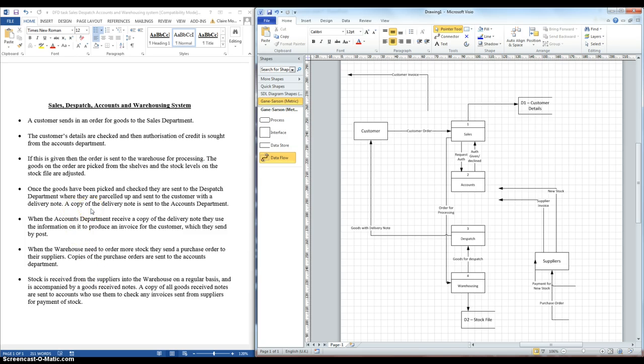A copy of the delivery note is sent to the accounts department. Copy of delivery note. When the accounts department receive a copy of the delivery note, they use the information on it to produce an invoice for the customer, which they send by post. And again, we already had created this one, so we'll just link that to the customer again.